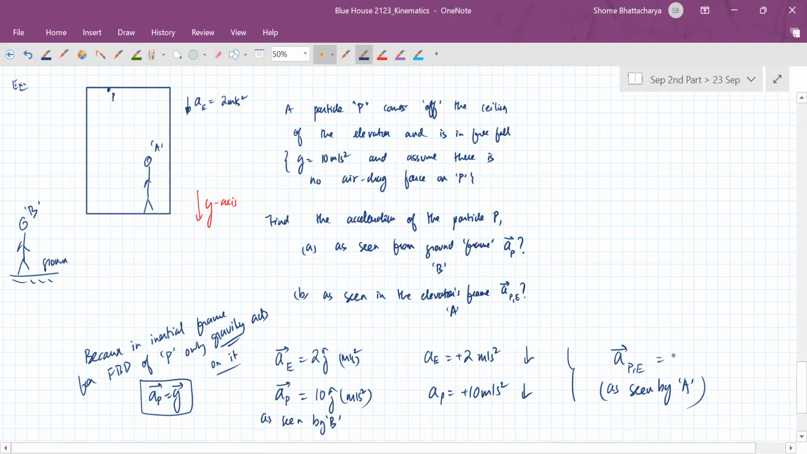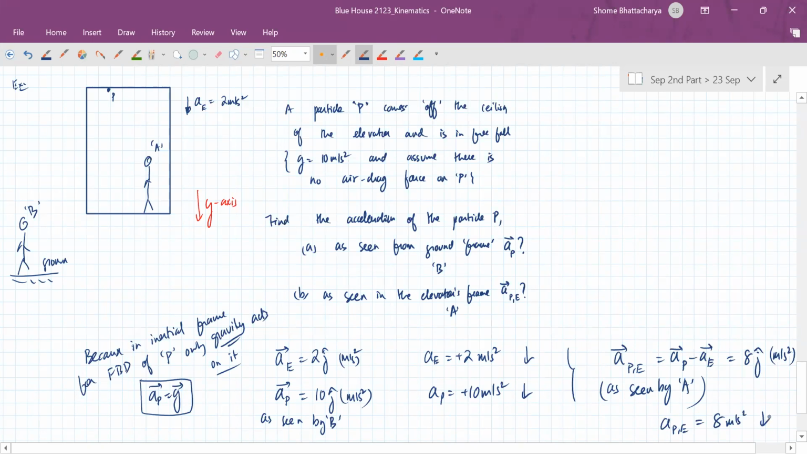So this one is going to be acceleration of the particle in the ground frame minus the acceleration of the elevator. So this will become 8 j cap in meters per second square, or in scalar form, we can write this as 8 meters per second square downwards. Okay, so hope this example is clear.